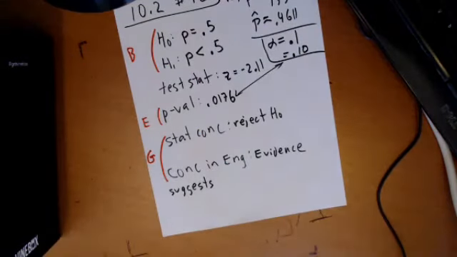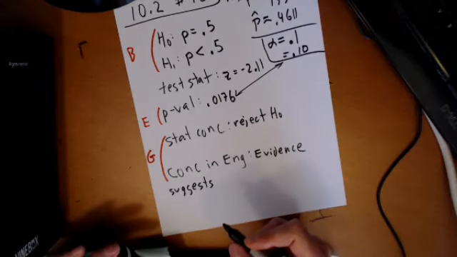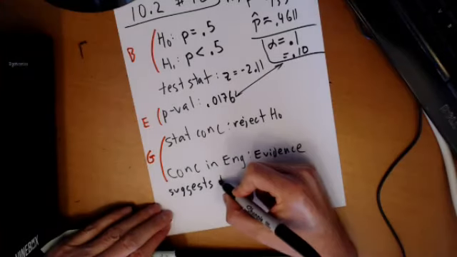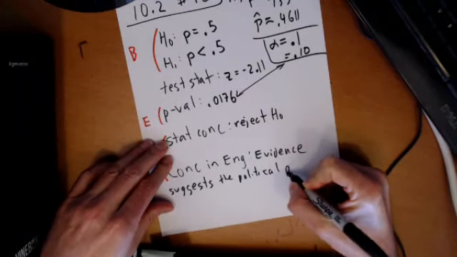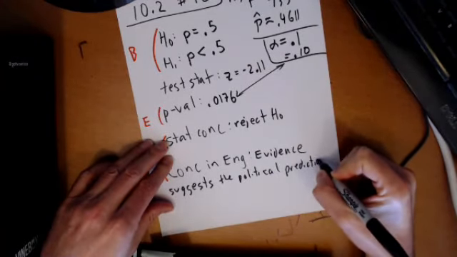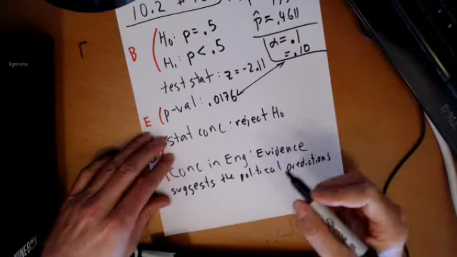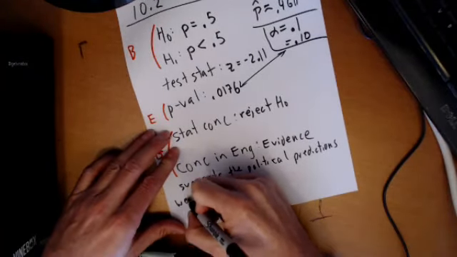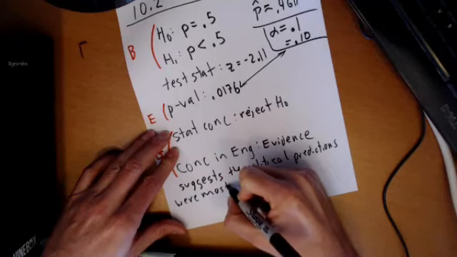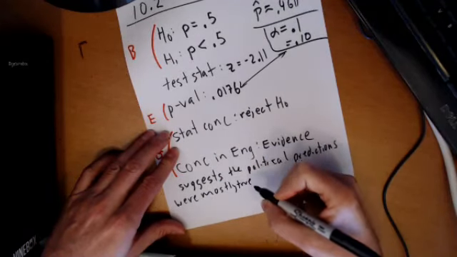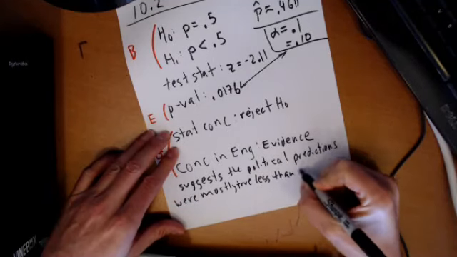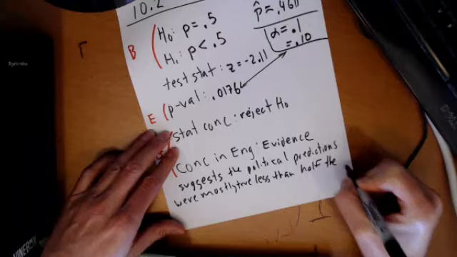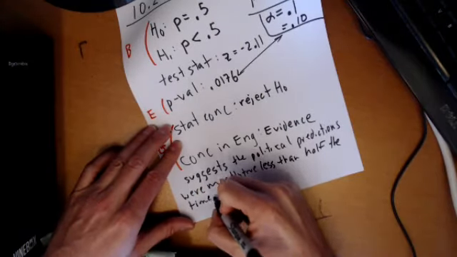And then let's try and use the words they use. So evidence suggests, I'm just going to pretty much write what they're, evidence suggests the political predictions, just sort of copying down part B, were mostly true less than half the time.